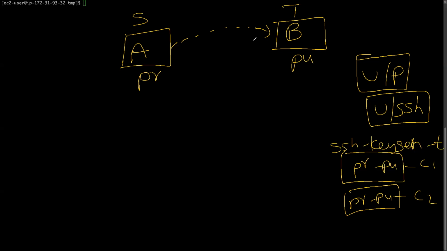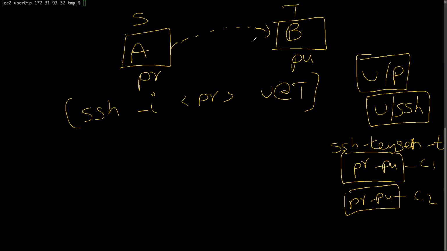So now if you want to connect from A to B, the command is ssh -i and the private key location, user and the target server name. This is the command. This will let us log into the B box.